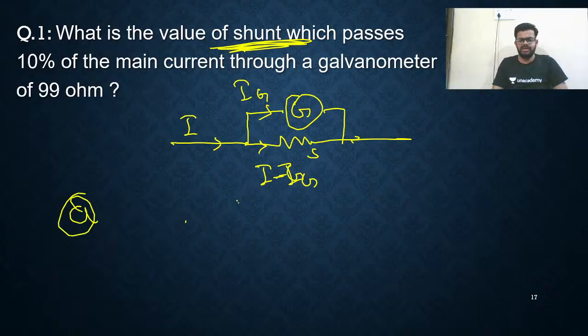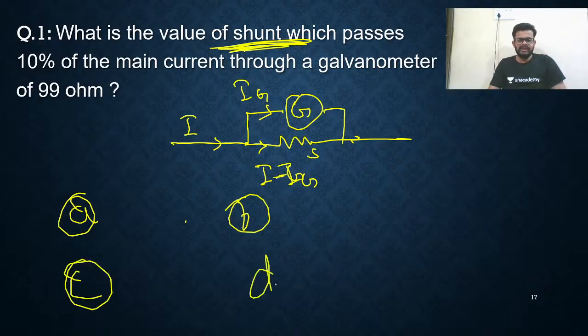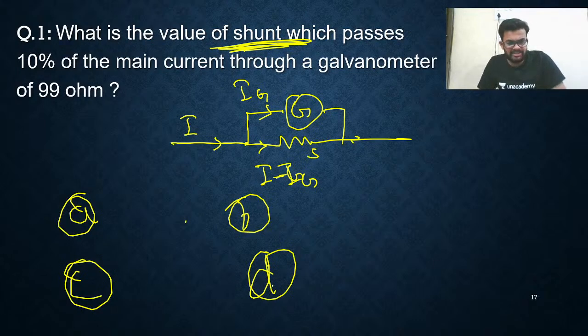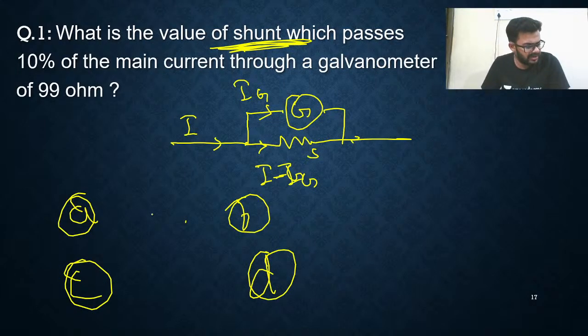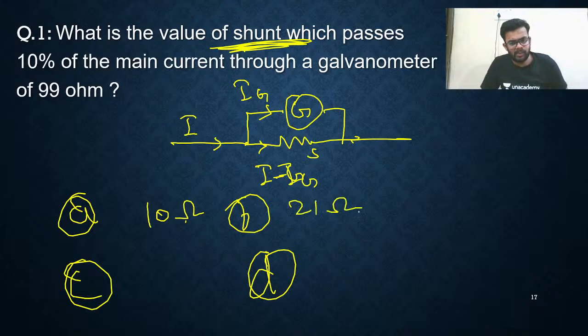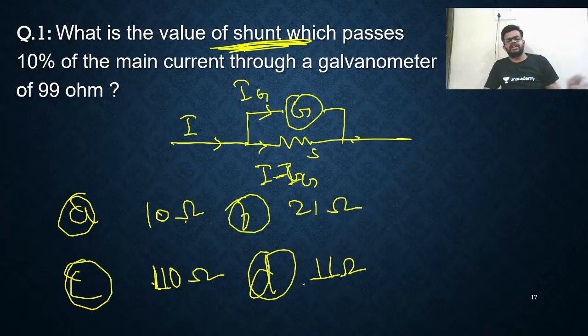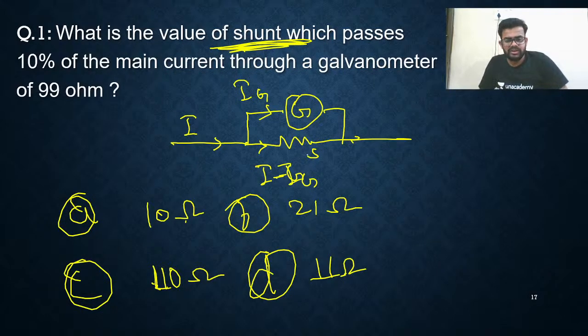I am giving you four options A, B, C, D. Come on, you can do it. I have already explained the basic things, right? You try to find it. The options are 10 ohm, 21 ohm, 11 ohm, and 110 ohm. Which of the following is the correct answer? Come on, choose the correct answer. You need to find the value of shunt.